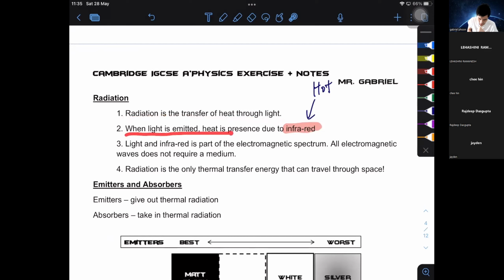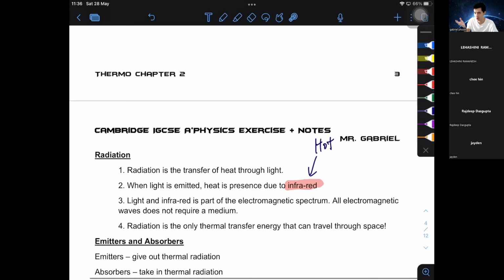When light is emitted, heat is present due to infrared. Guys, you're going to see this word very, very often in your IGCSEs, guys. And I just want you to understand that whenever you see the word infrared radiation, it is essentially the thing that is responsible for anything that is hot, guys. Anything that is hot is due to infrared radiation. You know, like a lot of people, they say that the sun is very bright, that's why it's very hot, right? That is not true, guys.